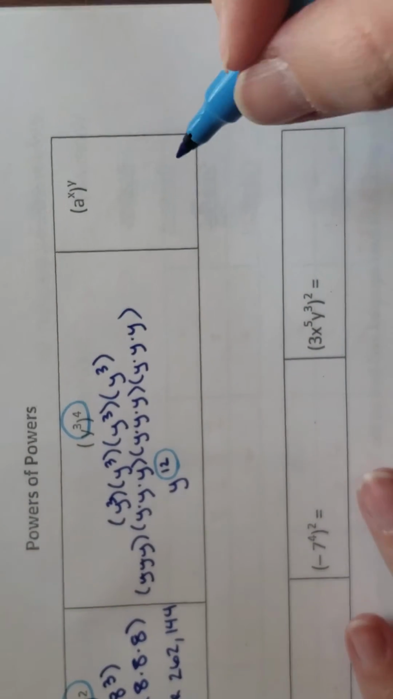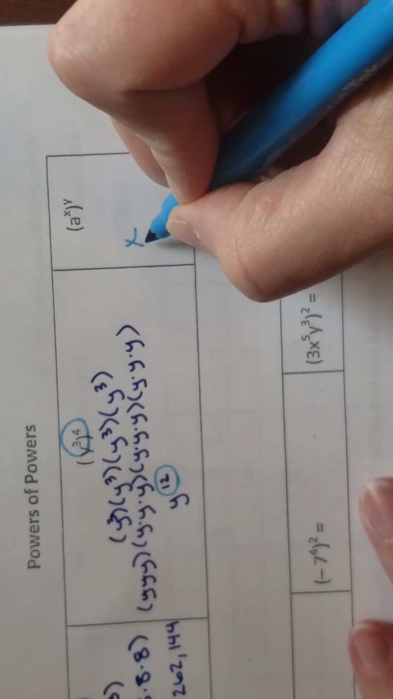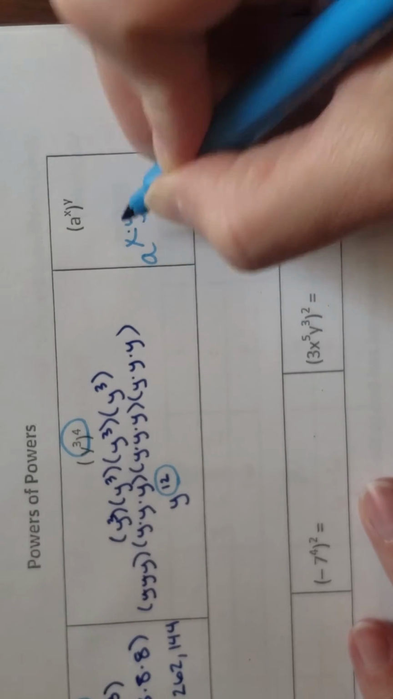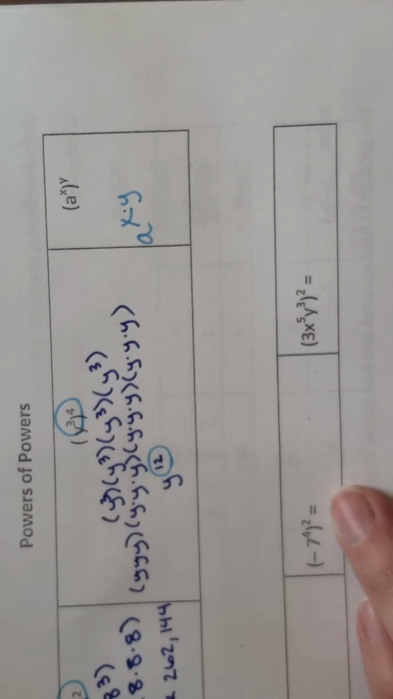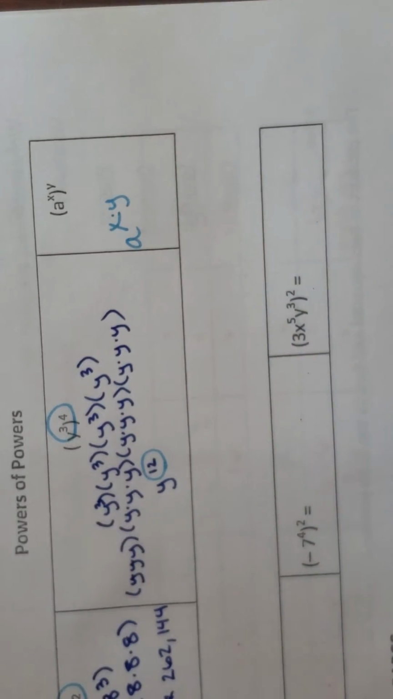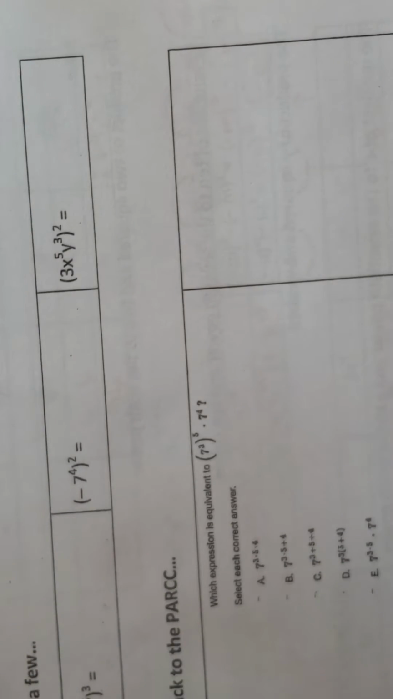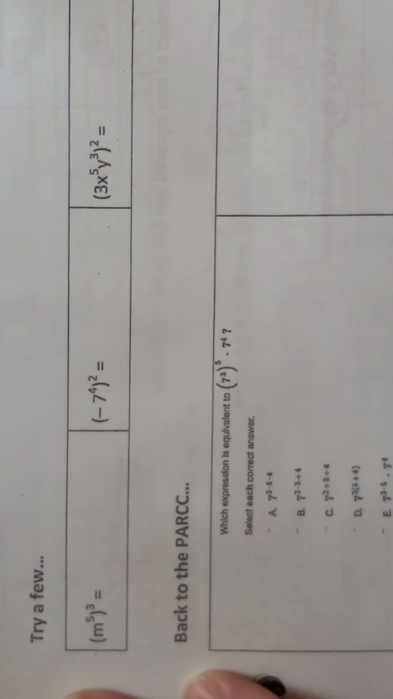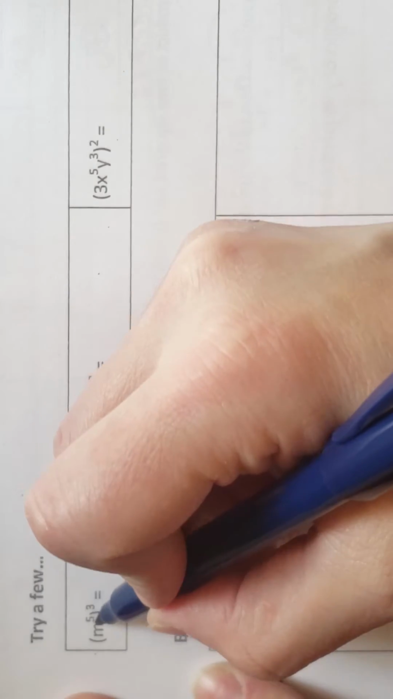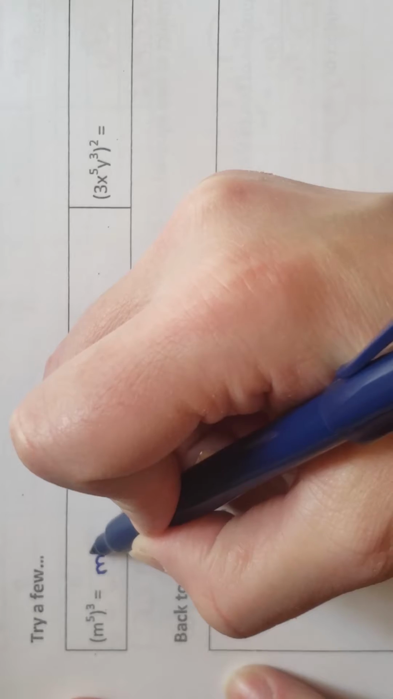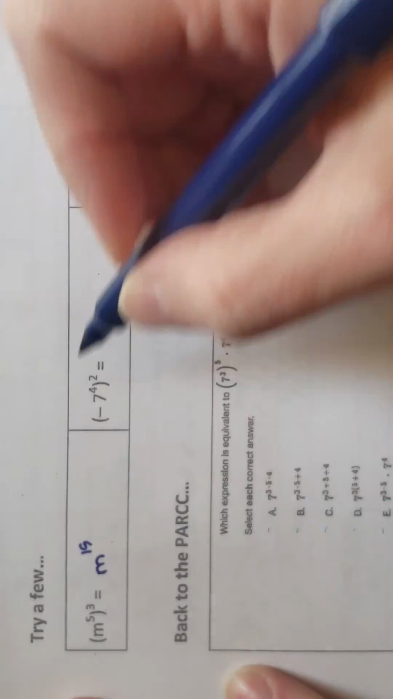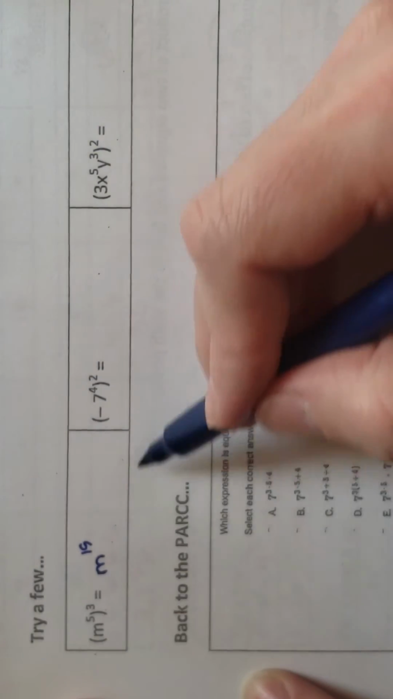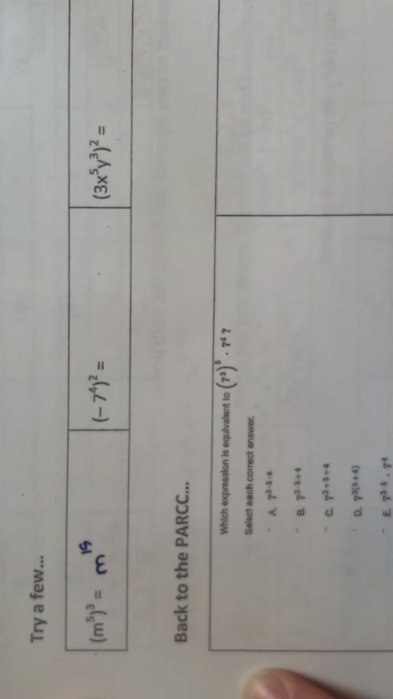So a to the x to the y means a to the xy. I multiply them together. So let's try a few. And you're welcome to go ahead of me and try a few on your own. And then hit start again. M to the 5th cubed is the same as m to the 15th because 5 times 3 is 15. This would be a string of 15 m's all together. And I'm not going to write all that out because that'd take forever.